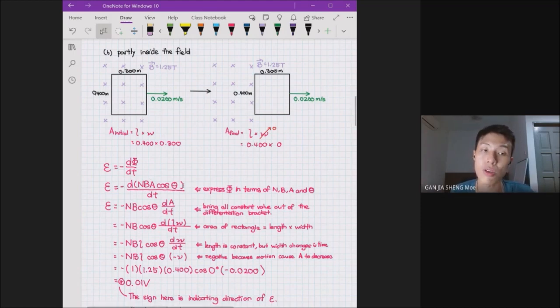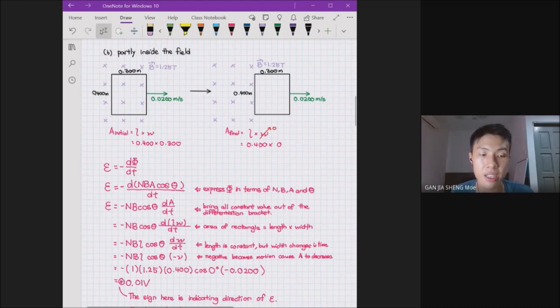So the cos theta, you are not rotating the coil, you are not changing the orientation of the coil, so the cos theta can be brought out. So what's left in the differentiation bracket will be the area only. Okay. So the area over here, as I mentioned just now, can be represented by length times width. But as you can see over here, it's the width that is decreasing that causes the area experiencing the magnetic field to decrease. The length is still 0.400 meter, but it's the width that is staying inside the field that is decreasing. So therefore, when you change area to length times width, you bring out the length.